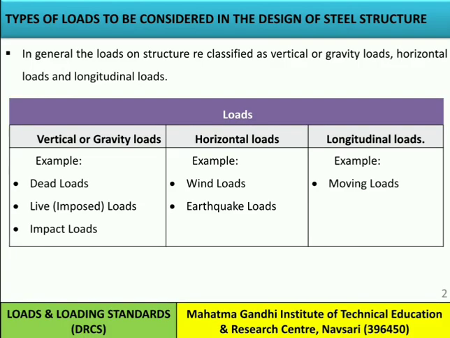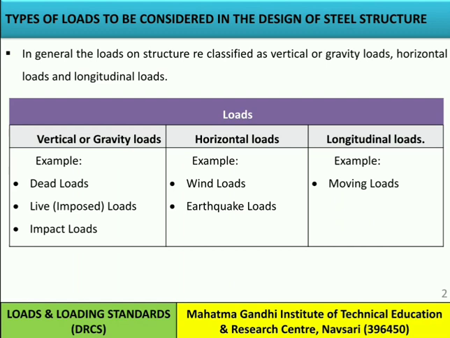So let's start the discussion with the topic of types of loads to be considered in the design of steel structure. In general, the loads on the structures are classified as vertical or gravity loads, horizontal loads and longitudinal loads. Over here I have given a table of three different loads. Vertical loads are the loads which act either upward or downward, mostly in the downward direction. Examples of those vertical loads are dead load, live load or imposed load, and impact load.